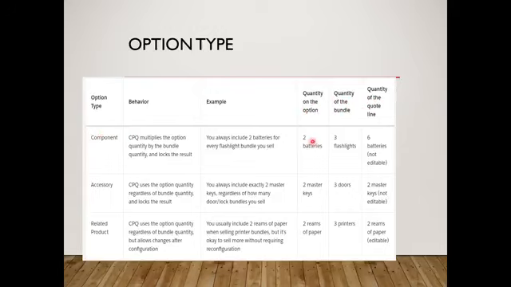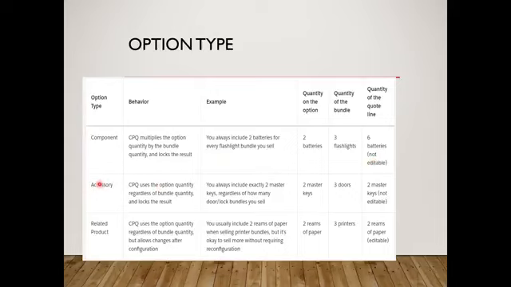If I selected component, quantity on the option is 2, quantity of the bundle is 3. What will be the quantity of the quote line when we add this particular product with the component option type? It will multiply: quantity of the option is 2, quantity of the bundle is 3, 3 into 2, 6. That will be 6 quantity on your quote line editor, and that will not be editable. That is very important. When you add any product option with the component type, it will multiply that and lock the result. It will not allow you to change.